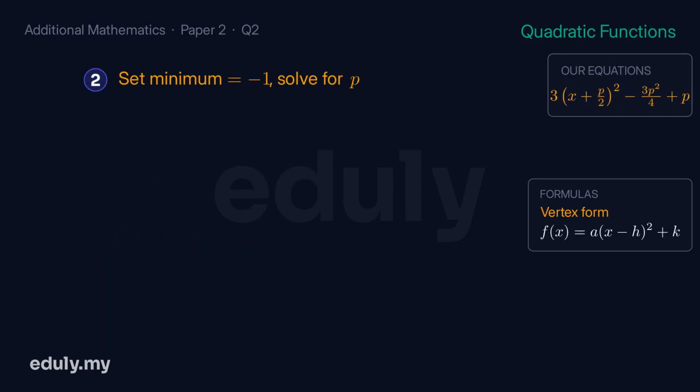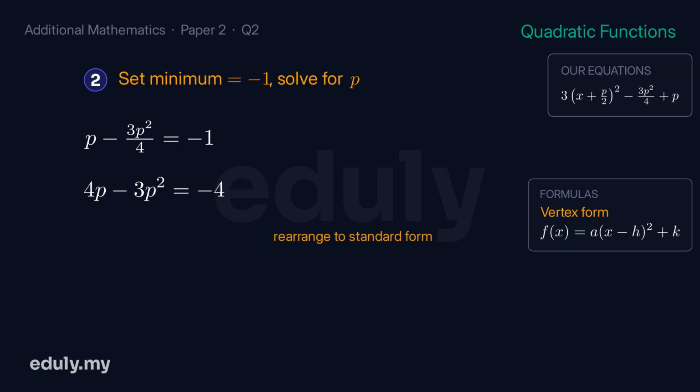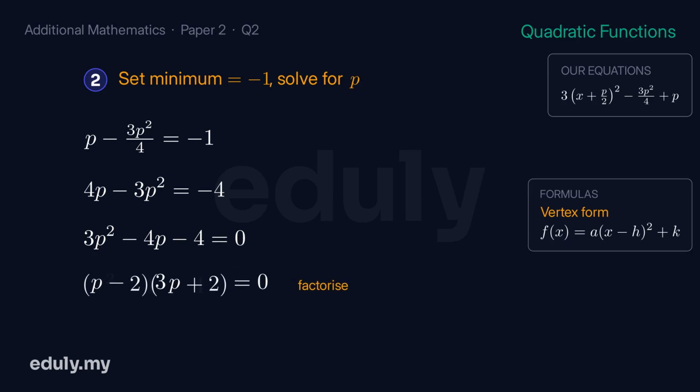Step 2. The constant on the end of our vertex form is the minimum value, so we set it equal to -1. That gives p minus 3p, squared over 4 equals -1. Clear the fraction by multiplying everything by 4. Bring everything to one side to get a standard quadratic in p. This factorizes neatly. So p is 2, or p is -2 over 3.